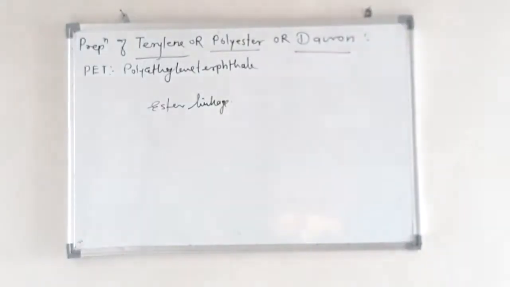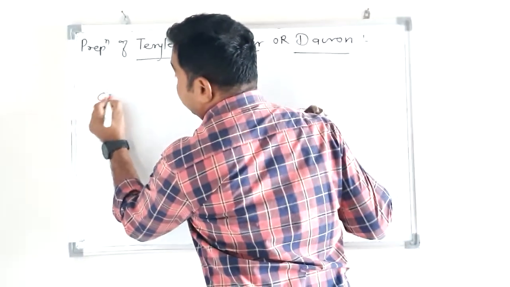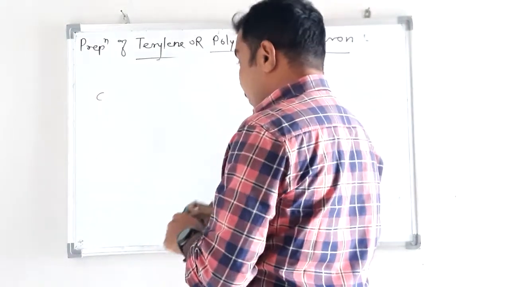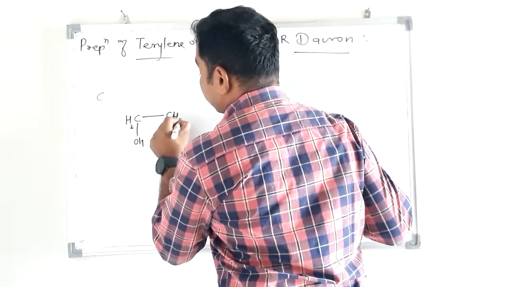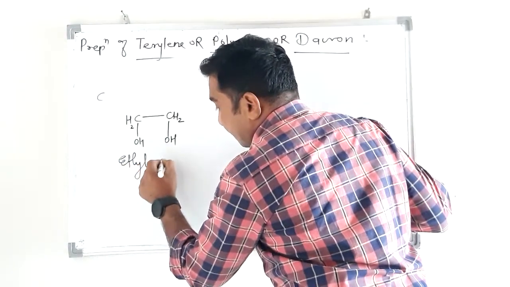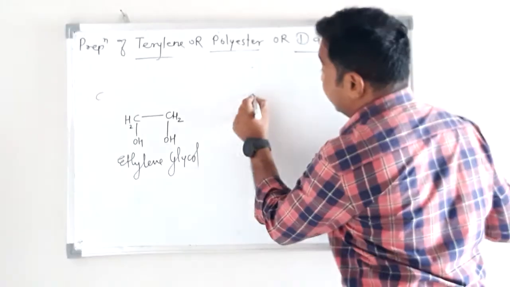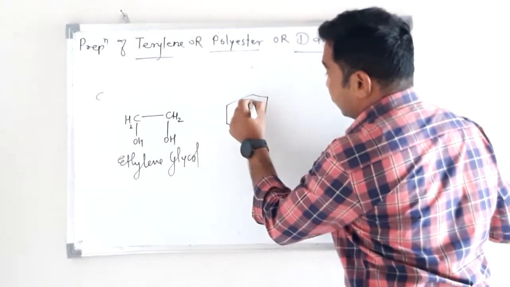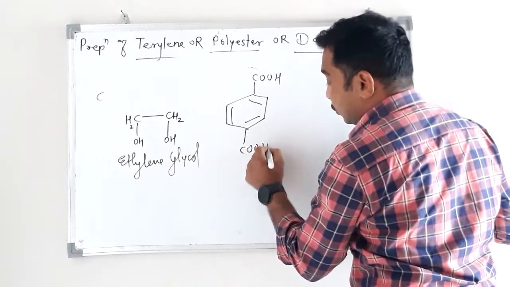Now it is prepared by the condensation polymerization between ethylene glycol, CH2OH, we know ethylene glycol, and terephthalic acid. Terephthalic acid is this, is benzene, this is a carboxylic acid, then another carboxyl group at the para position.